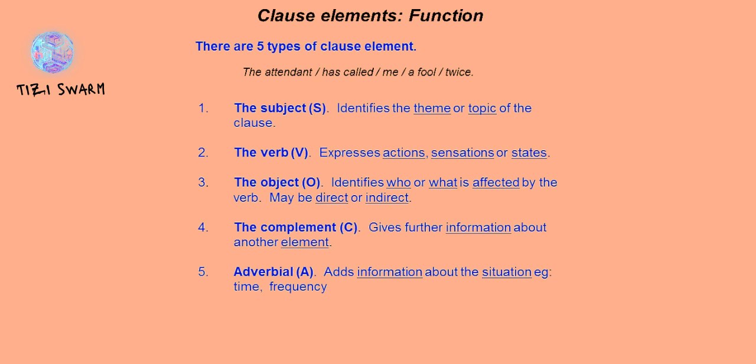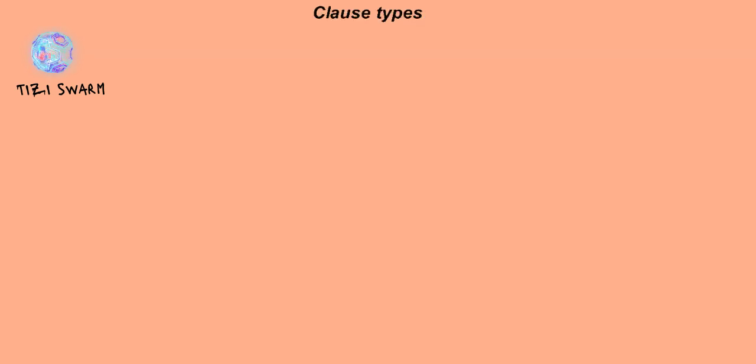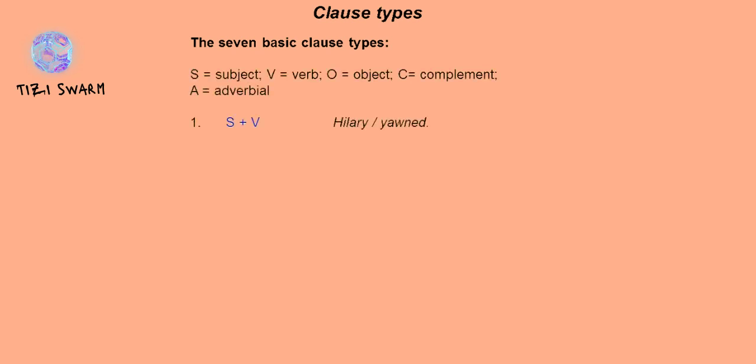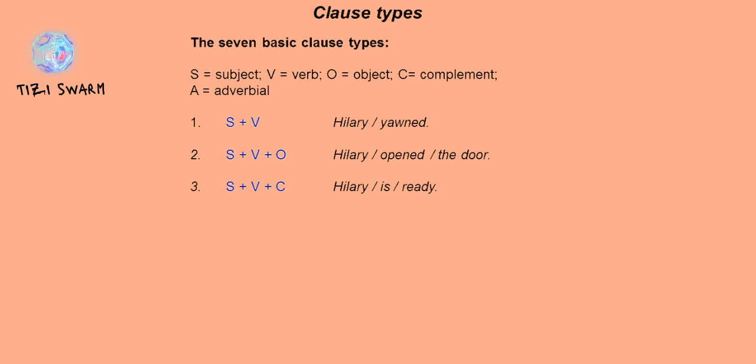Okay, so let's have a look at how these clause elements can combine together into patterns. We put these 5 clause elements together and they make up to 7 basic clause types. So they can combine into 7 possible patterns. Okay, so here is the first pattern, subject and a verb. For example, Hilary yawned. Second pattern, subject, verb, object. Hilary opened the door. And then subject, verb, complement. Hilary is ready. The complement often follows the verb to be.